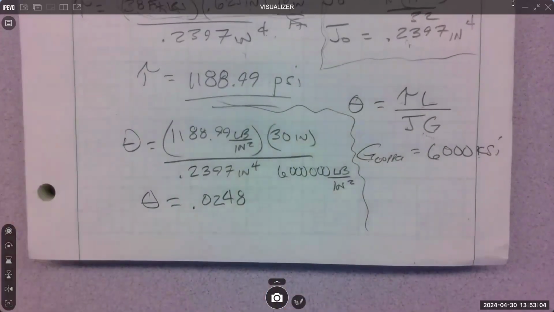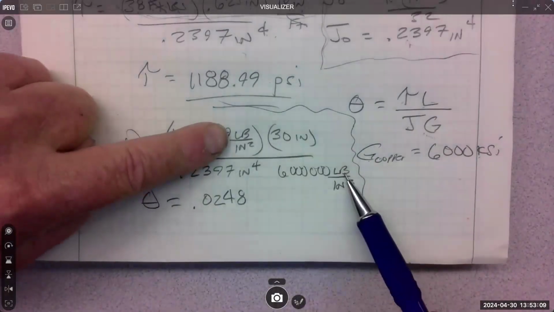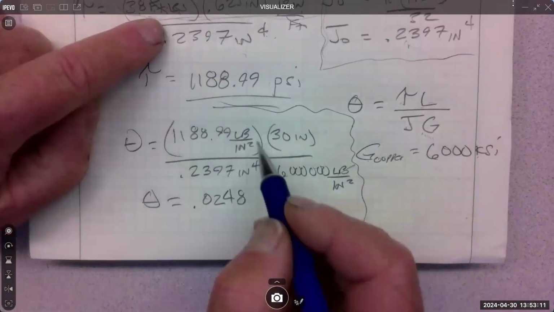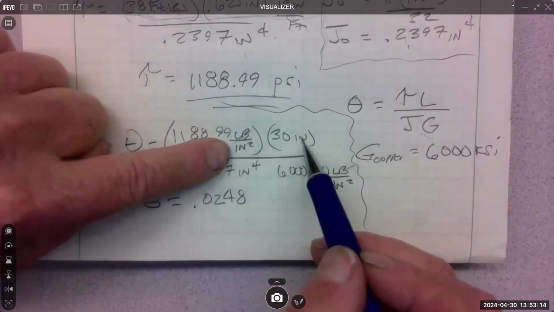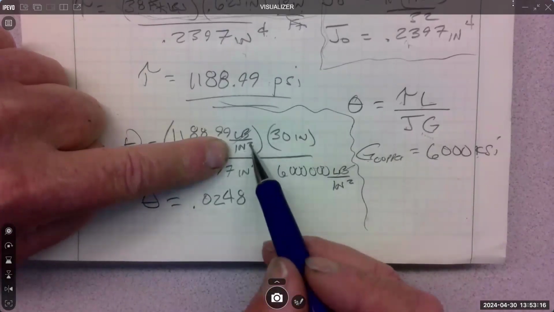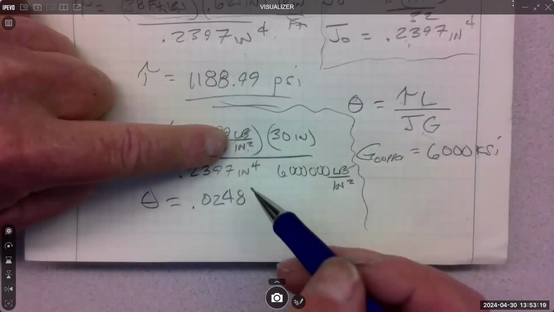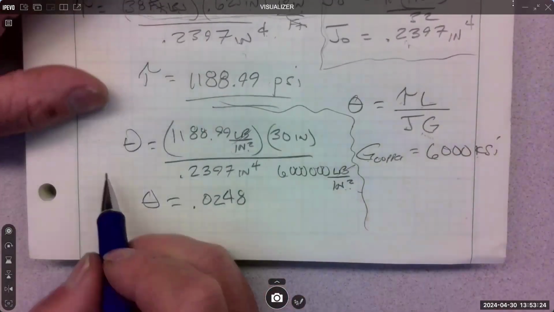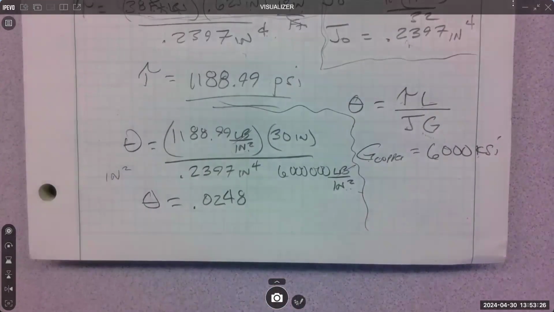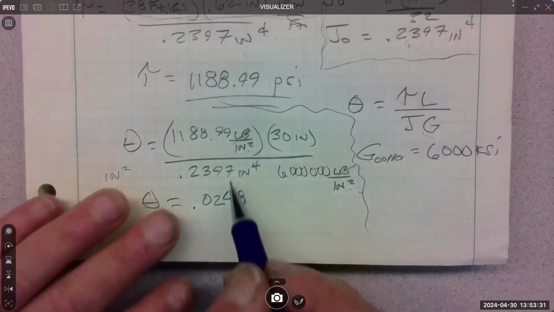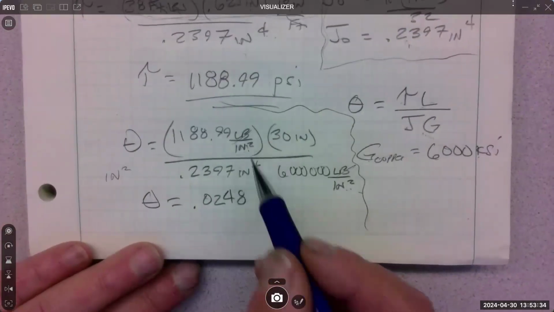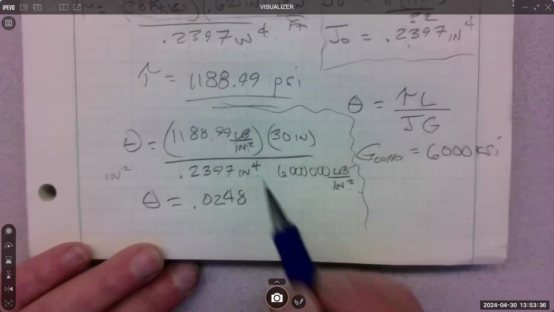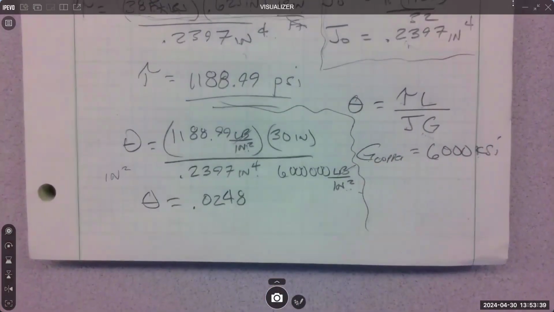And let's look at the units. What happens to the pounds? They go away. What happens to this inch and that inch? Yeah. We're left with 1 inch down here, right? But then what about these two? So we're gonna have inches squared down below. Yeah. That's gonna flip all the way up because this is really down below too. What's our unit? Angle of twist.